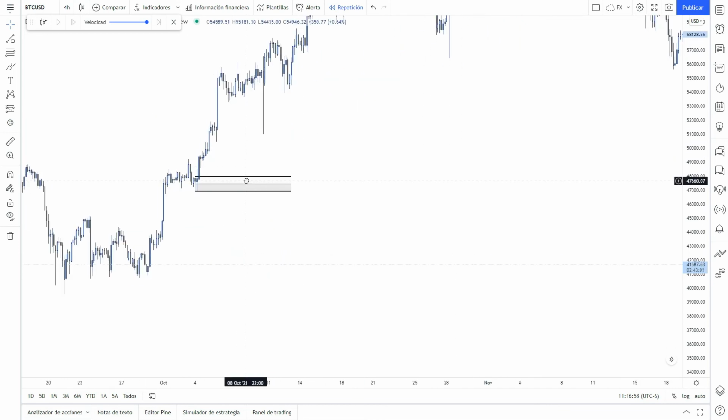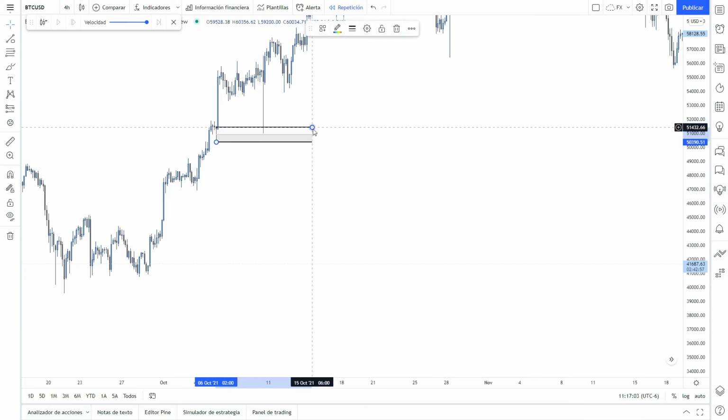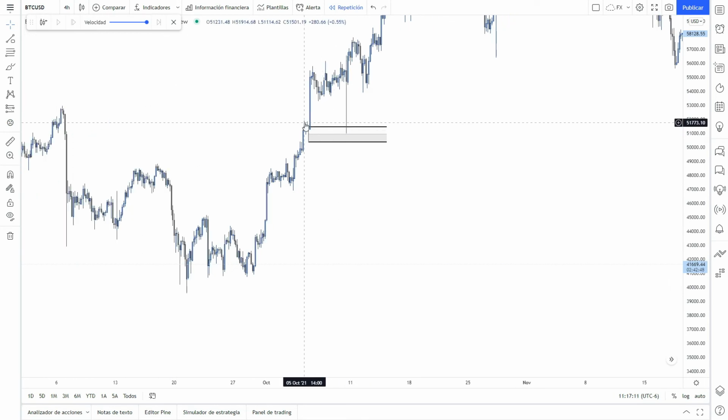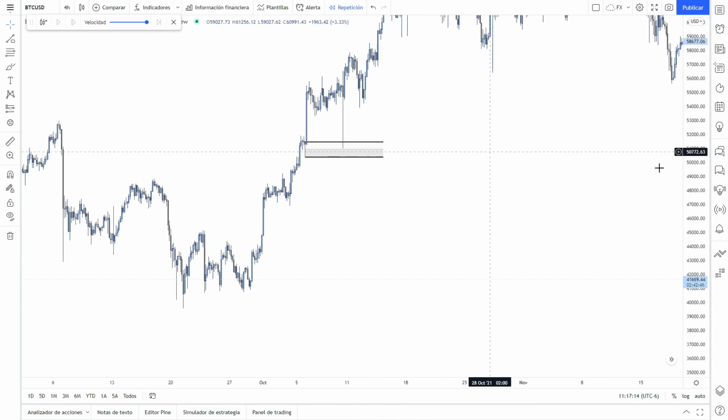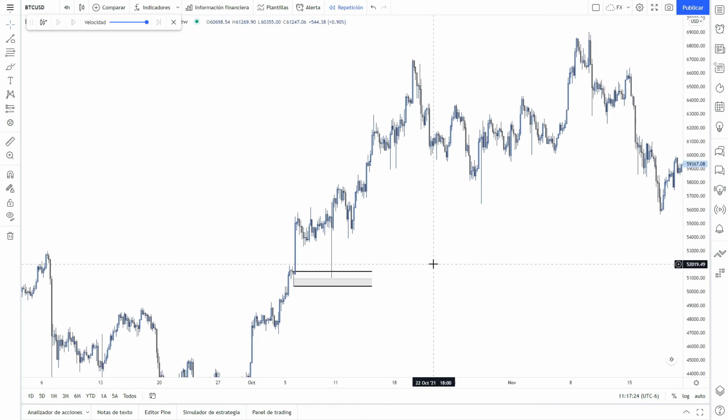Now we have this other demand level here. See, strong push to the upside, new higher high created. See how strong the price rallied. Then the price came back to the zone, filled my order, and then boom, it continued to the upside. So that's what we have to use. That's what we have to do.